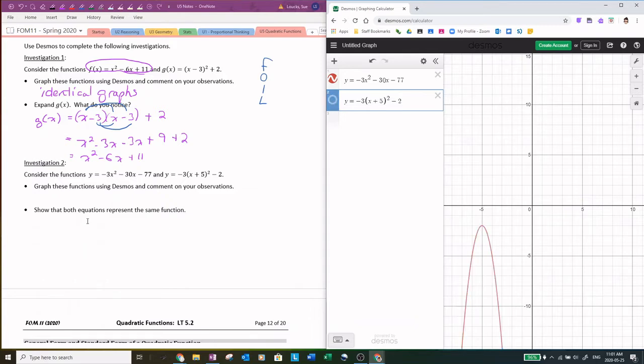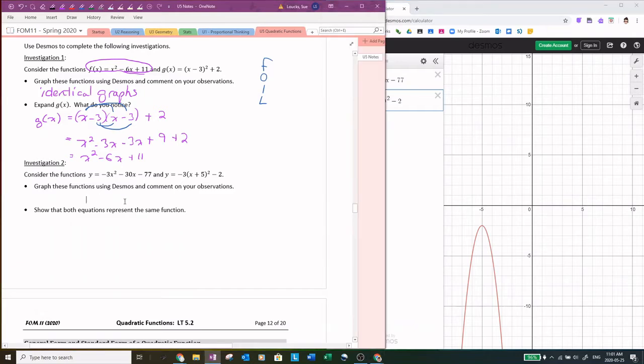Okay, so let's come over here, and again, they are identical graphs. And show that they both represent the same function. That means I need to manipulate the equation of one to look like the other, to show that it's the same as the equation of the other.